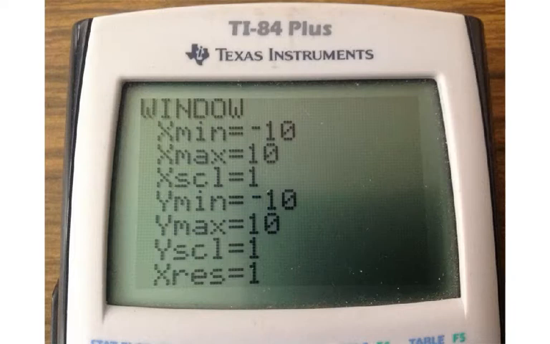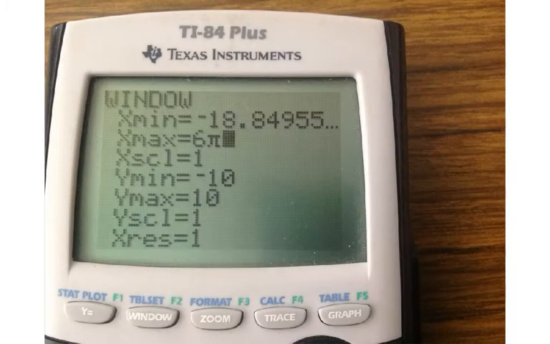So we're going to change our x-min to negative 6 pi and our x-max to positive 6 pi. Okay? So go ahead and do that now. And if you notice, as soon as you press the down key after putting in the negative 6 pi, it automatically changes it to a decimal. That's okay. So I went ahead and took a picture of me putting in the 6 pi for the max. But as soon as I press the down arrow, you're going to see that that is going to change to a positive 18.8495, etc.